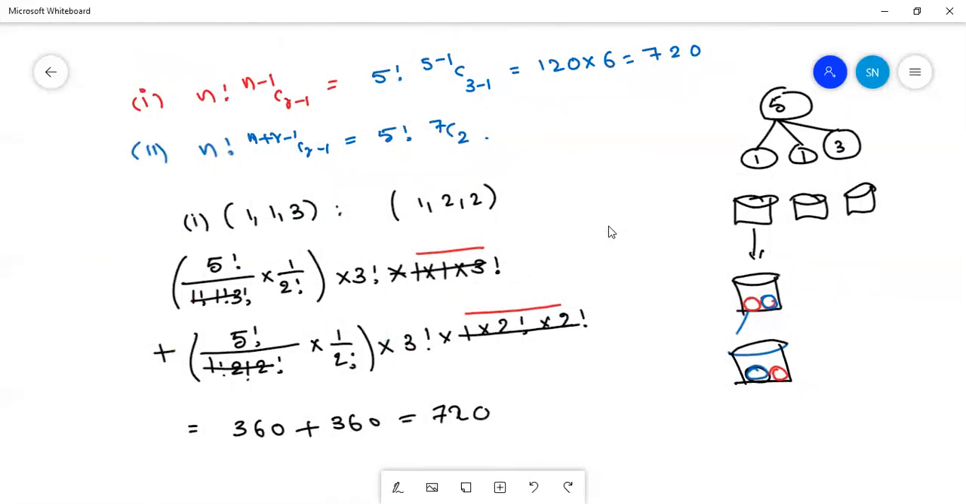I hope all cases are clear. So in all possible cases, the balls are different, boxes are different; identical, identical; here different, there identical. So I covered all possible cases. At the same time, the keywords are distribution and arrangement. I hope this lecture is clear to you.